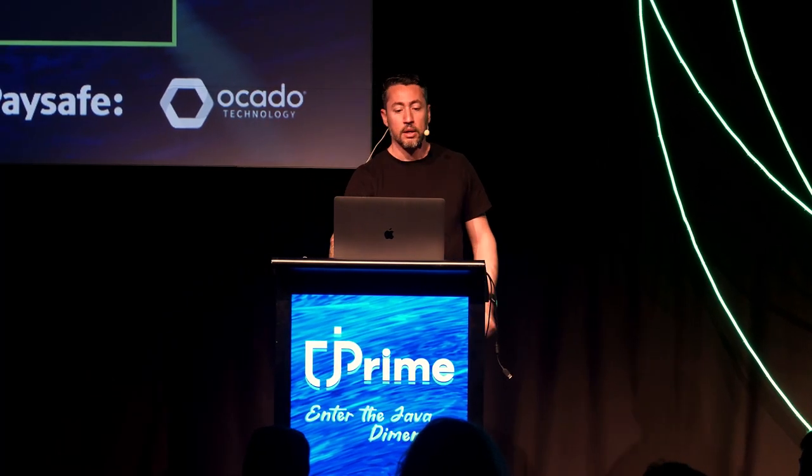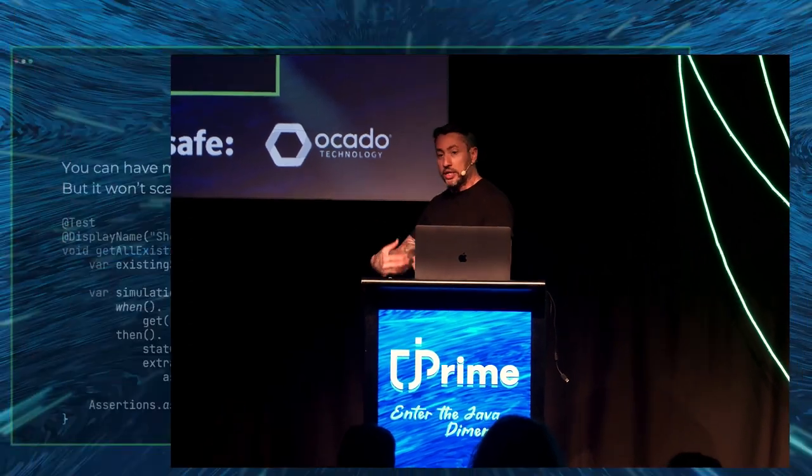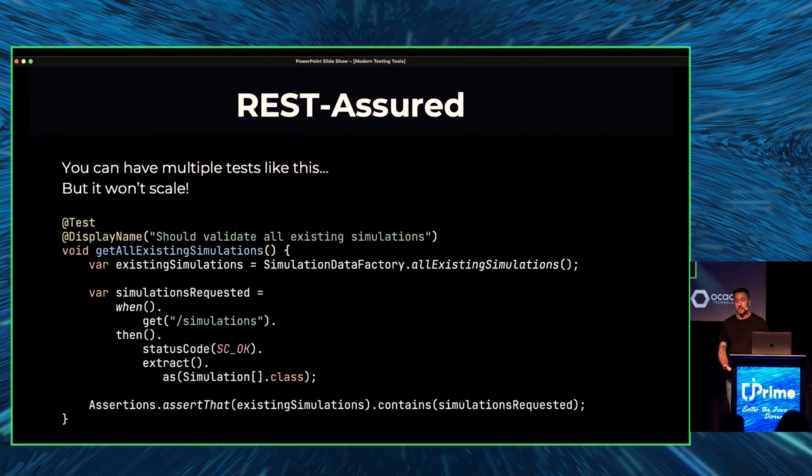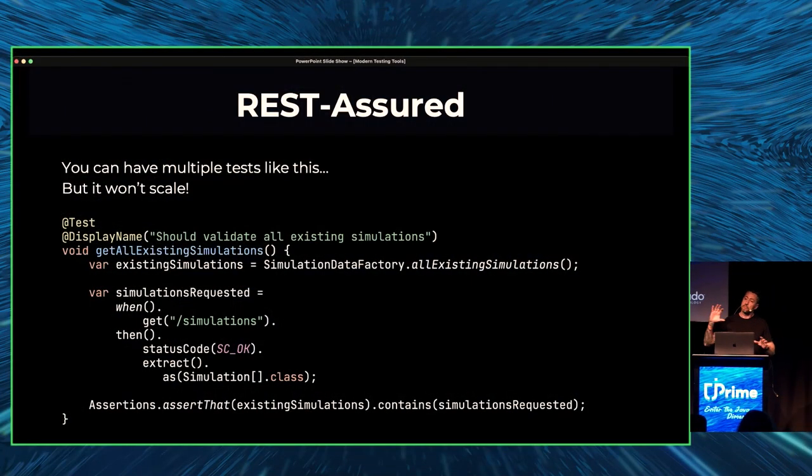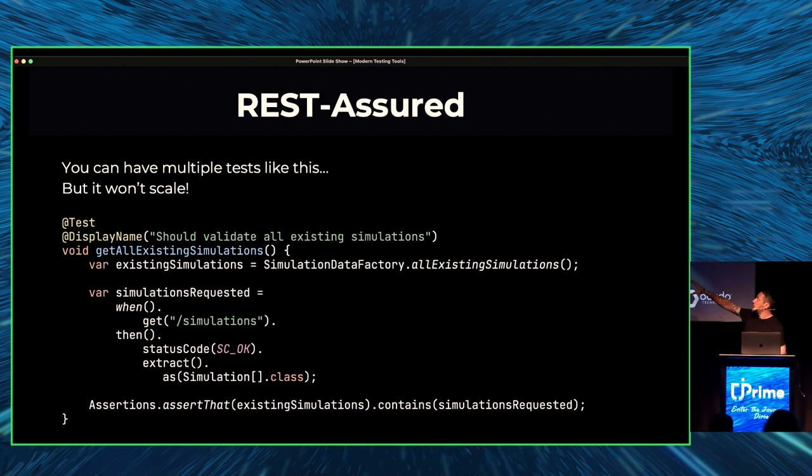Anyway, when you create tests with RestAssured, you use all the time the syntax. I'm just creating an object, like I'm creating a simulation with all the data inside. I'm sending it, and I'm trying to see if I can assert the result. And this is the normal way to use RestAssured. And this is not a good way to use RestAssured.